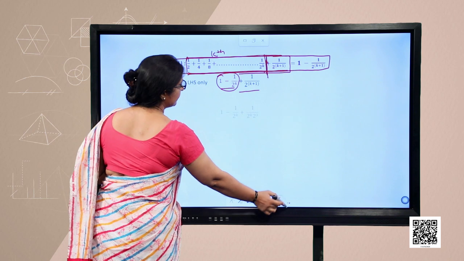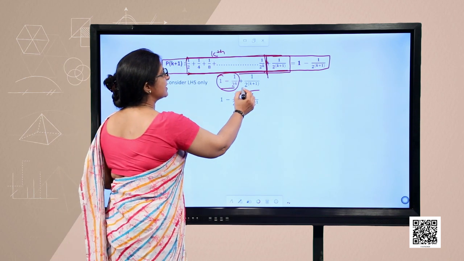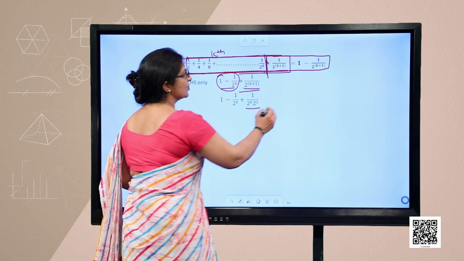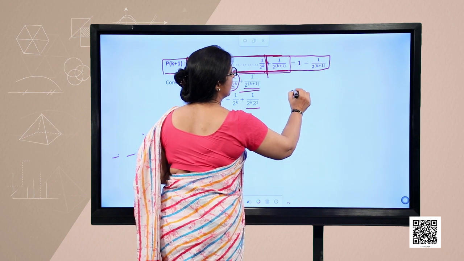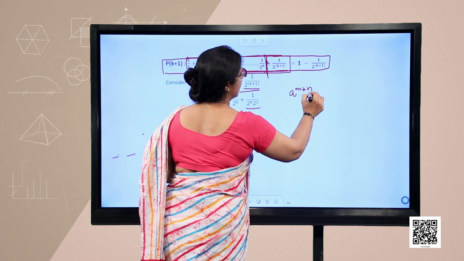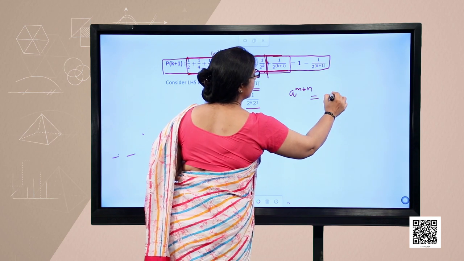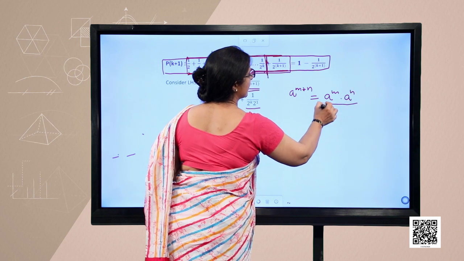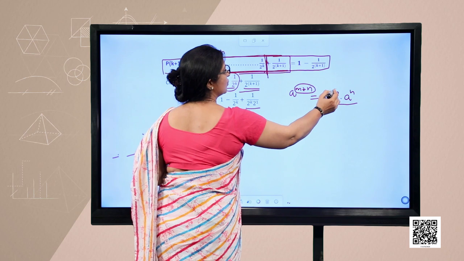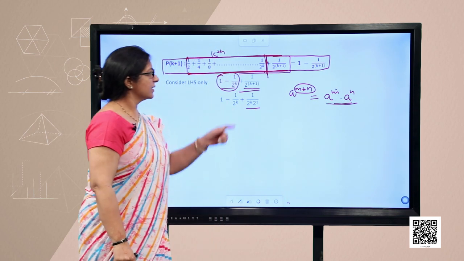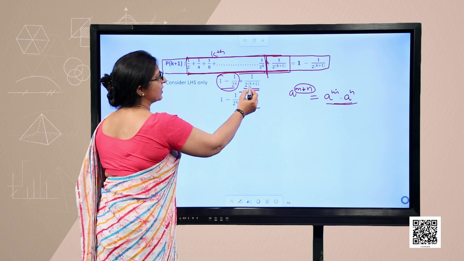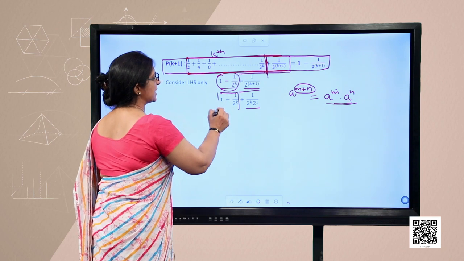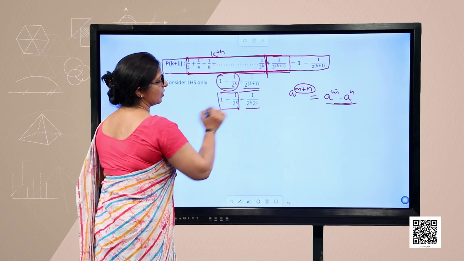Now solving it further, we are breaking this 2 to power k plus 1 like this by law of exponents. As you know, we can write a to power m plus n as a to power m dot a to power n. Dot means multiply. We can break this power into two parts by writing it in product. The same way we did it here, 2 power k plus 1 is broken into 2 power k into 2 power 1. Keeping this expression as it is and just solving it further.